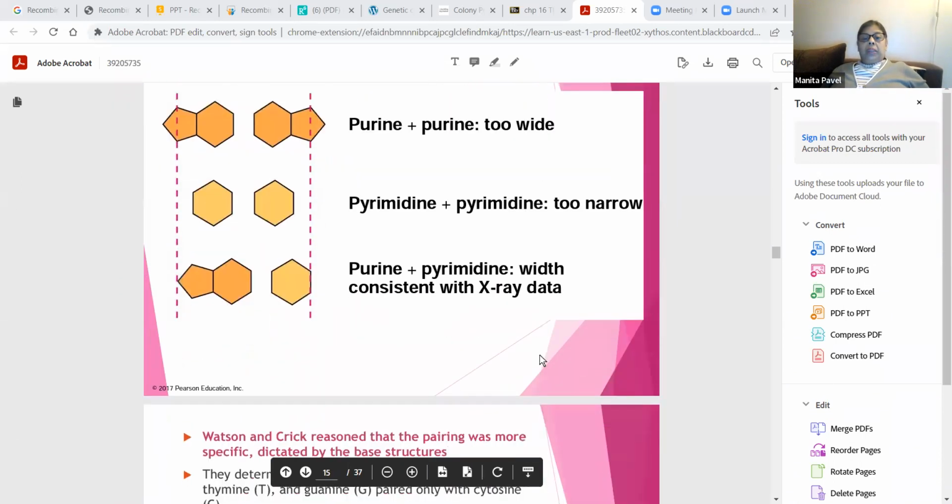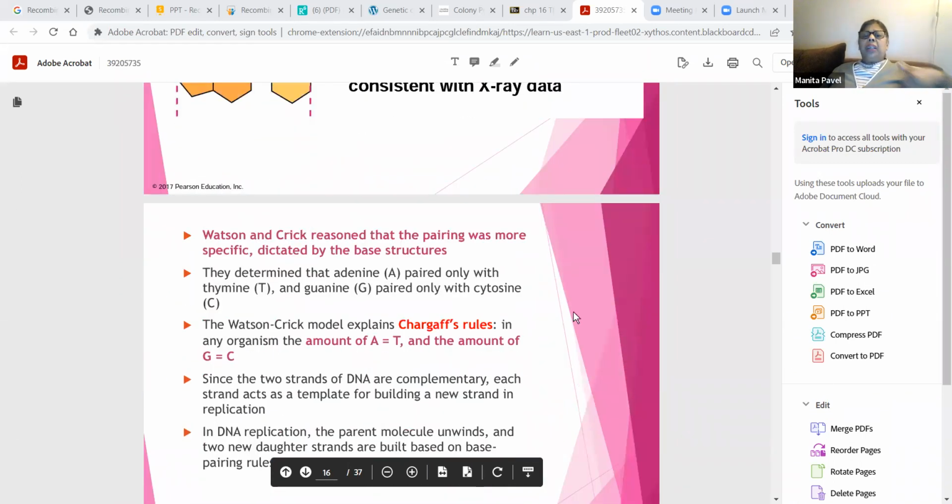So now later, Watson and Crick reasoned that the pairing was more specific, and we saw Chargaff's rule. But what does Chargaff's rule state? Even though that one specific purine is pairing with a pyrimidine, in any organism, the amount of adenine is always equal to the amount of thymine. The amount of cytosine is always equal to the amount of guanine.